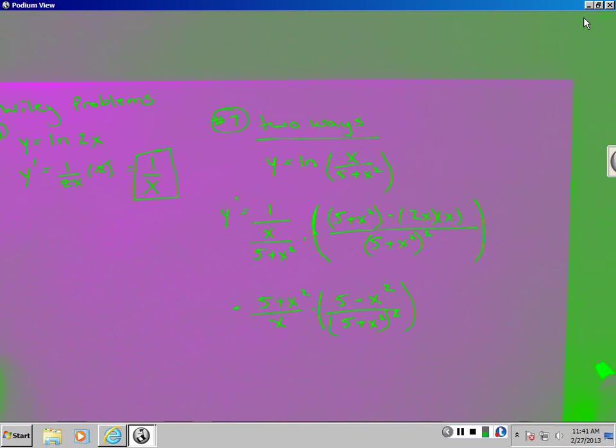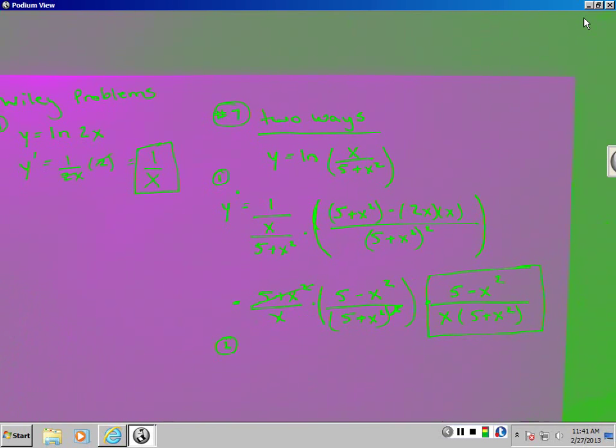Over 5 plus x squared, quantity squared. So this cancels with this term, and I'm left with 5 minus x squared over x times 5 plus x squared. So that's one answer. So this would be one way. Let's look at a second way.